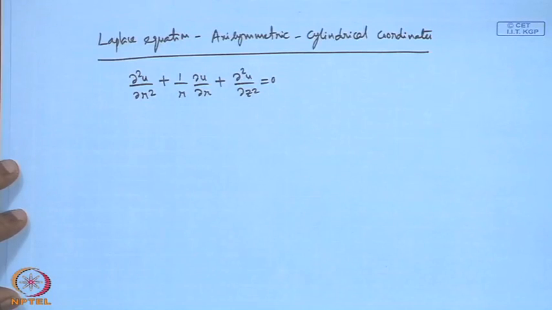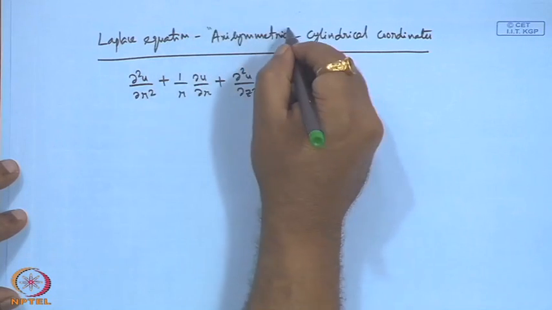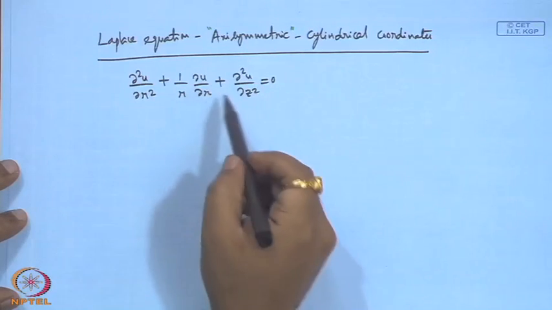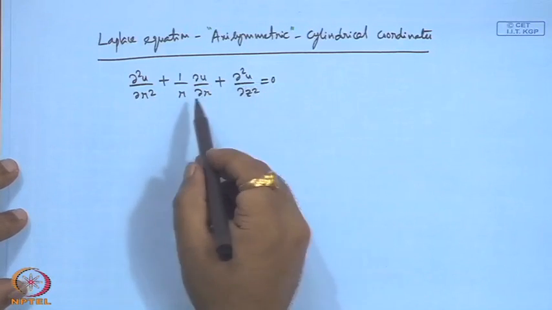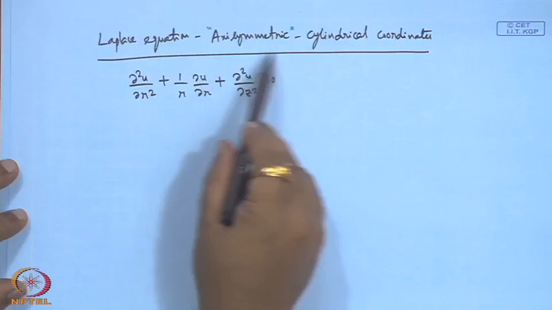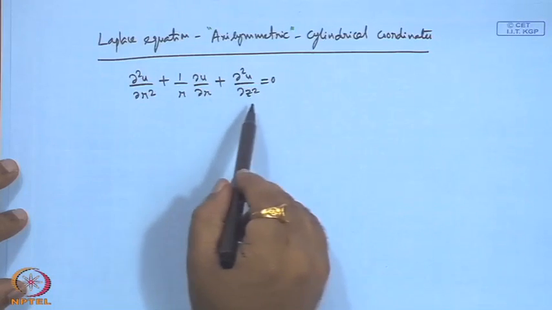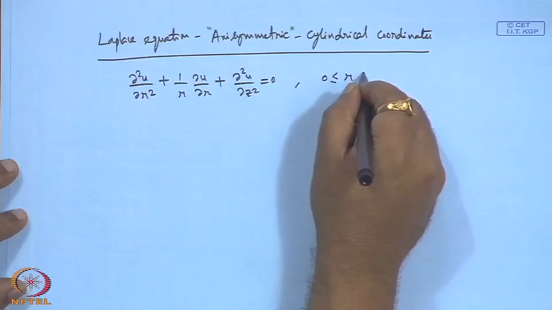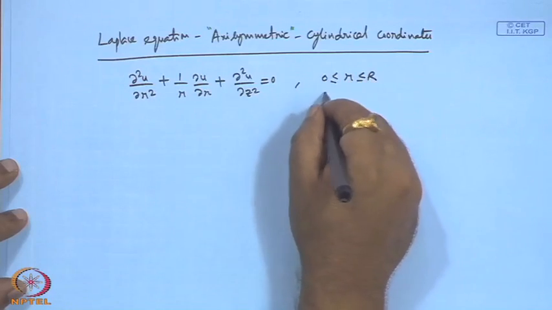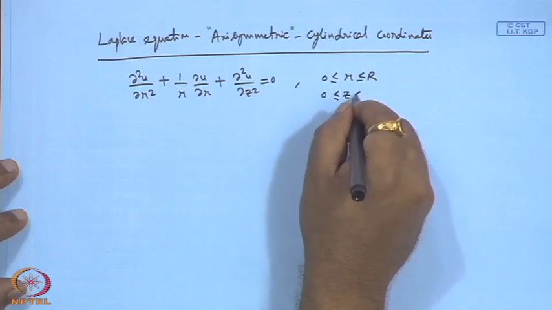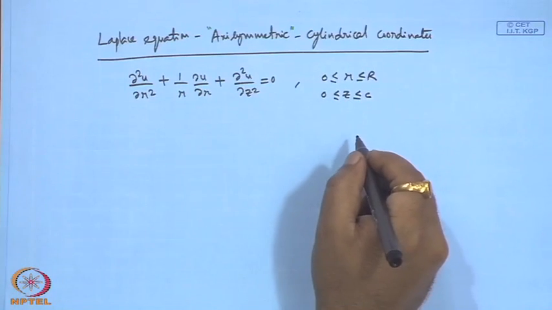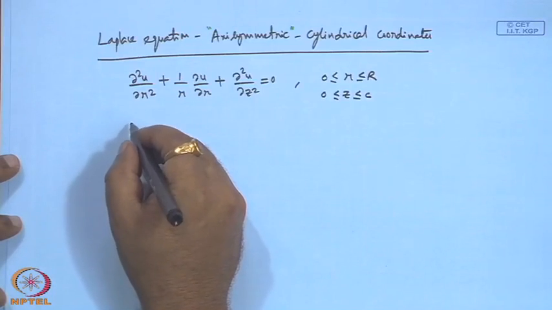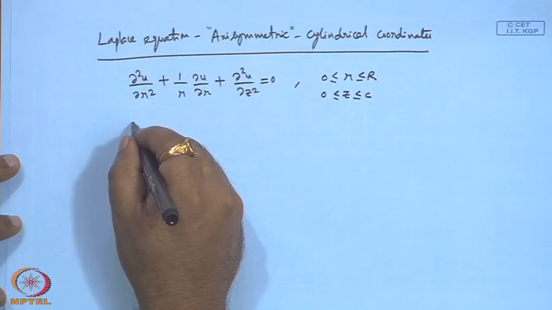so remember I have considered axisymmetric. So, the dimension has been reduced by 1, otherwise we have standard r phi z cylindrical, but because it is axisymmetric these are independent of phi. So, now say in a domain, okay. So, now we need the corresponding boundary conditions.